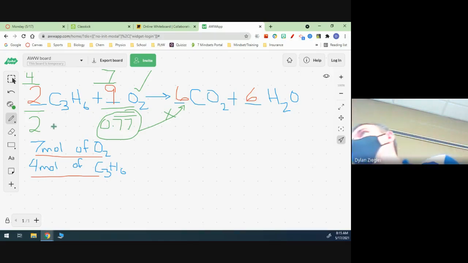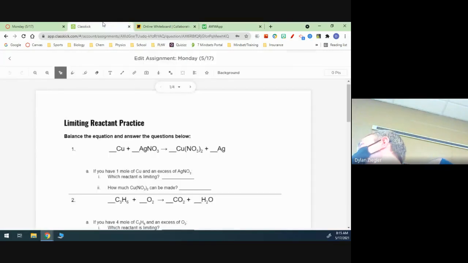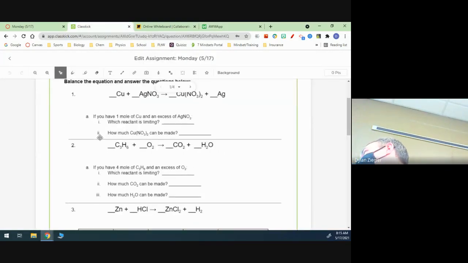That's step 3. So if we jump to Class Kick here, here's this problem right here. We can have it balanced. We have 4 moles of C3H6 in excess of oxygen. Wait a second, that's not a number. What does that mean?